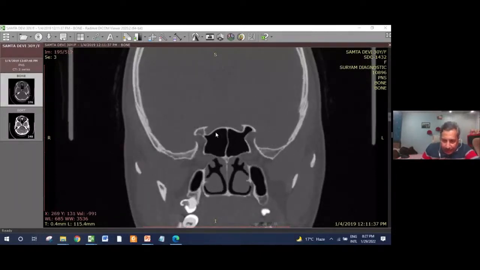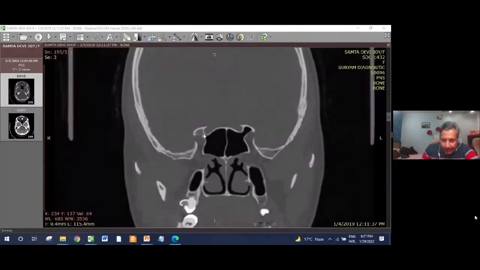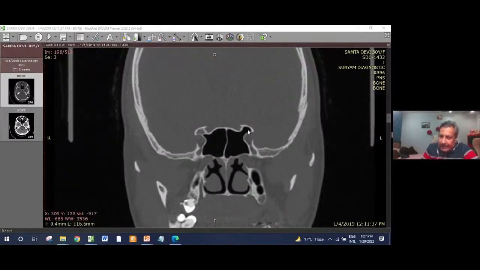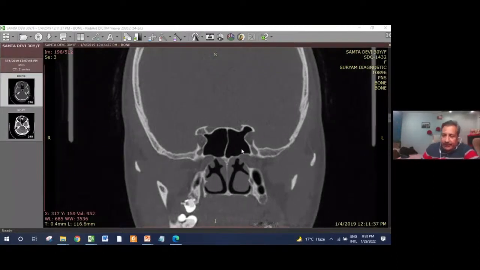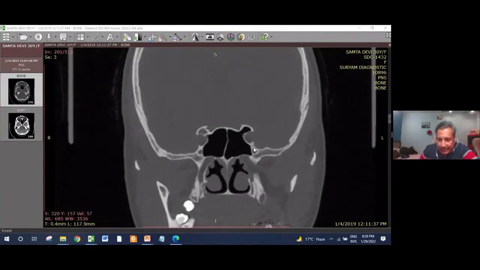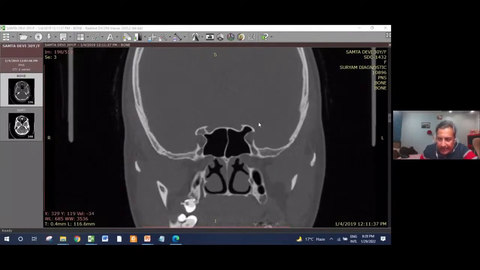The optic nerve is fully covered with bone. Many a time it is dehiscent. You have to be very, very careful while using any instrument inside the sphenoid sinus, particularly sharp instruments. And this is the carotid artery, again covered with bone. In a certain percentage of cases, you get the carotid artery dehiscent here, and you have to be very, very careful.